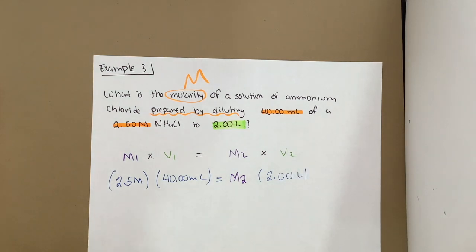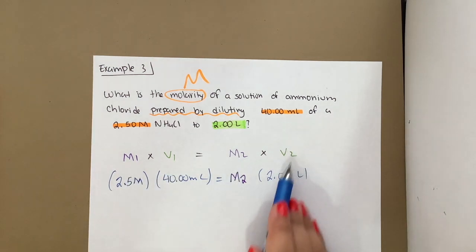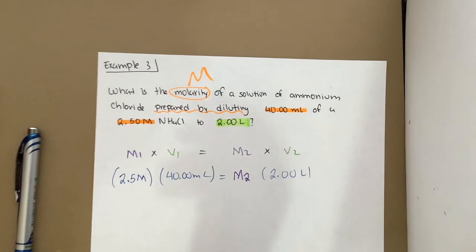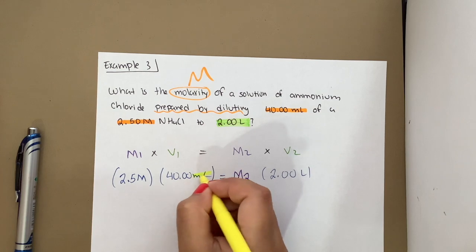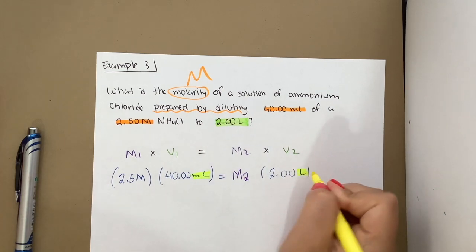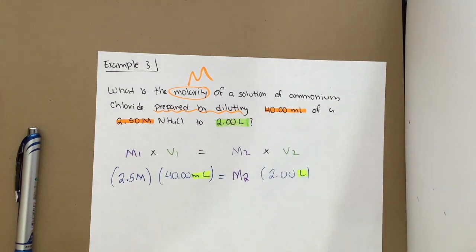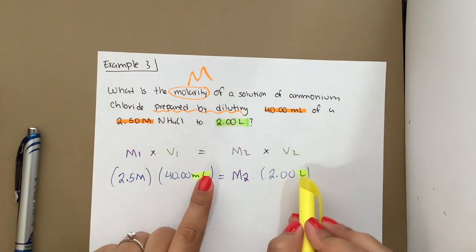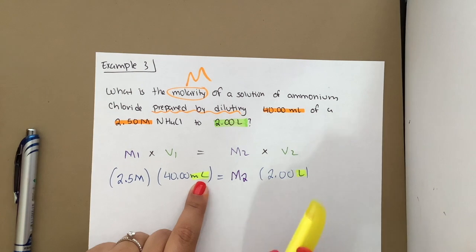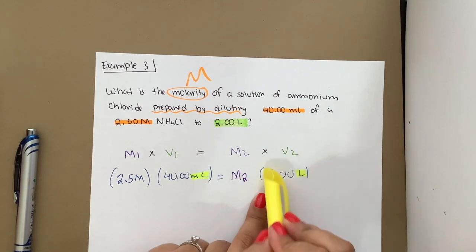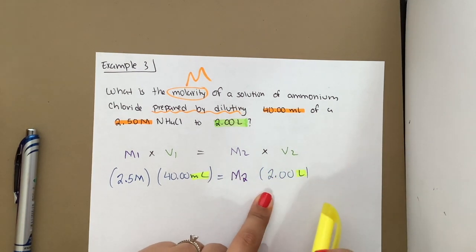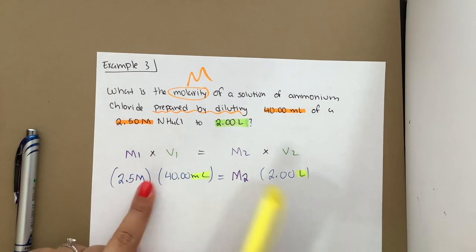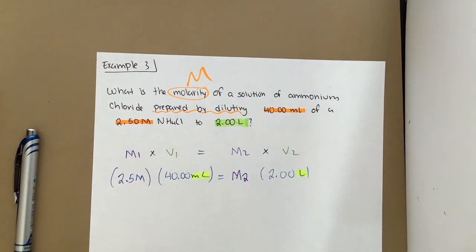Okay, now here I wrote everything under each variable, but I noticed one thing. I noticed that here I have milliliters, and here I have liters. So I cannot do that. It doesn't matter what unit they're in, but they have to both be the same unit. So I could either turn this 2 liters into milliliters, or I could turn this milliliters into liters. It doesn't matter which one I do, they're both going to be the same.